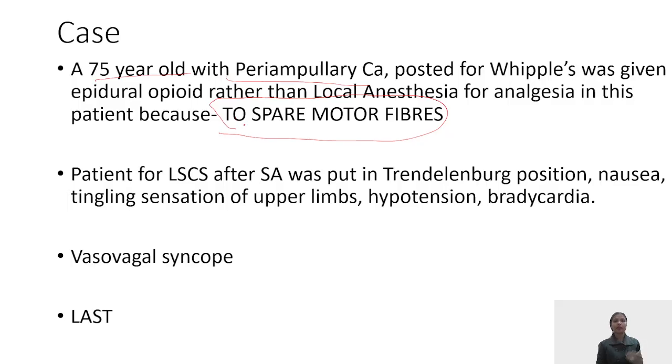Done? Second, a patient for C-section, given spinal anesthesia, Trendelenburg position. Suddenly, the patient complains of nausea, tingling sensation of the upper limbs, hypotension, bradycardia, and aphonia. Total spinal. Done? This case also comes, for example, if the patient is posted for labor analgesia, epidural catheter was inserted, 10 ml of drug was given, followed by the same symptoms.